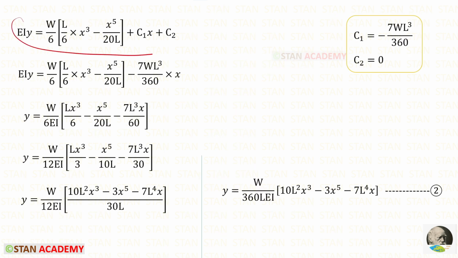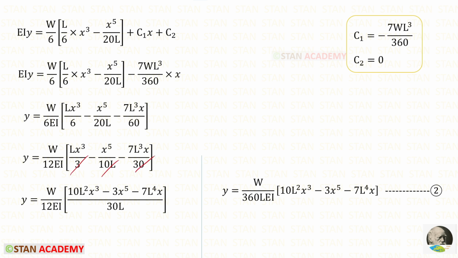Now let us take the deflection equation. In that, let us apply C1 and C2 so that we will get this equation. From these two terms, we can take W/6 outside and we can take EI on the other side. It will come in the denominator. Then from these three terms, we can take a 2 outside. 6 into 2, it will be 12.